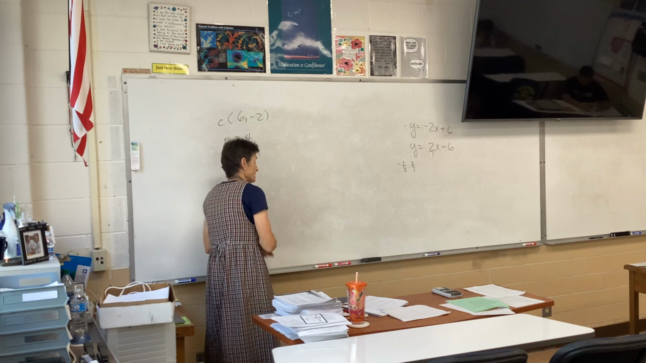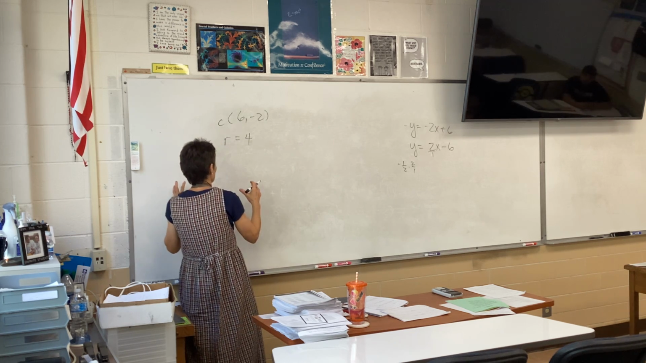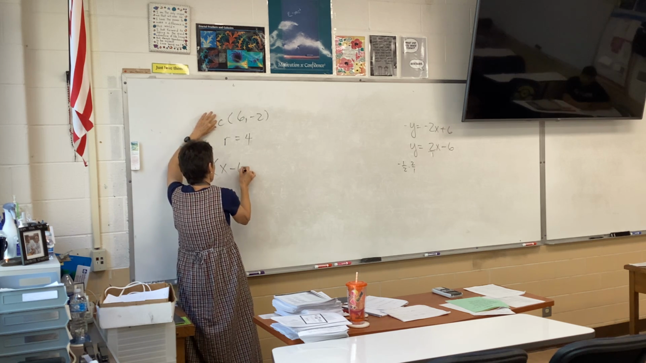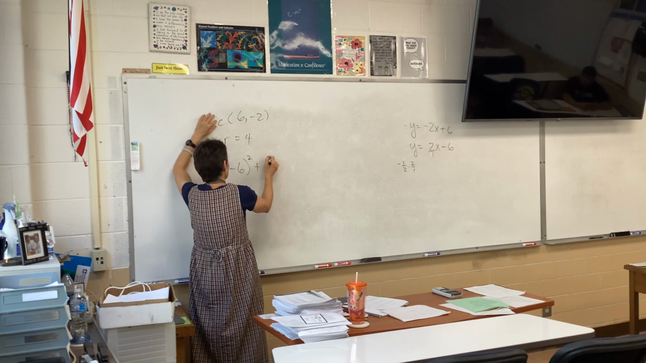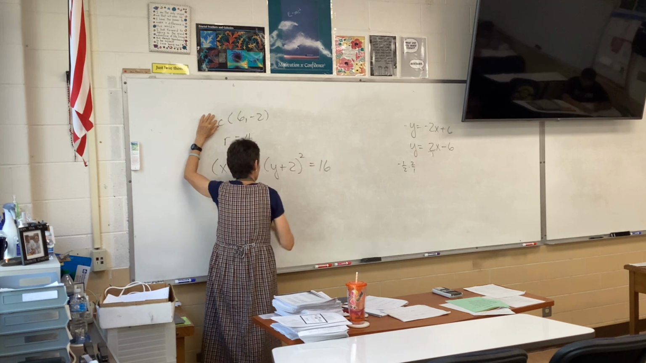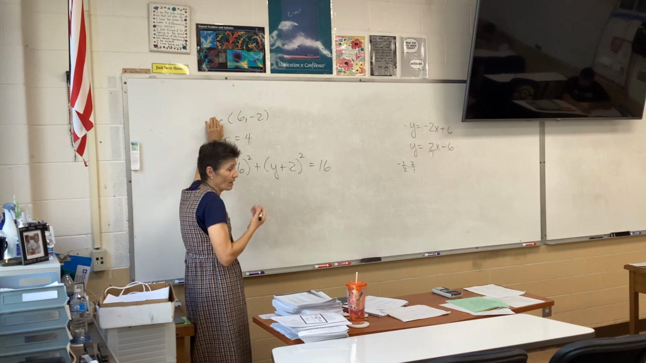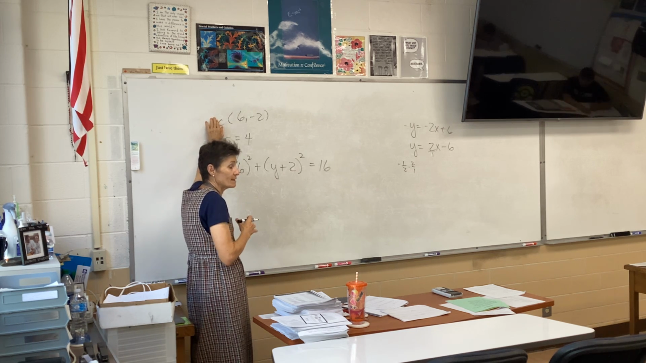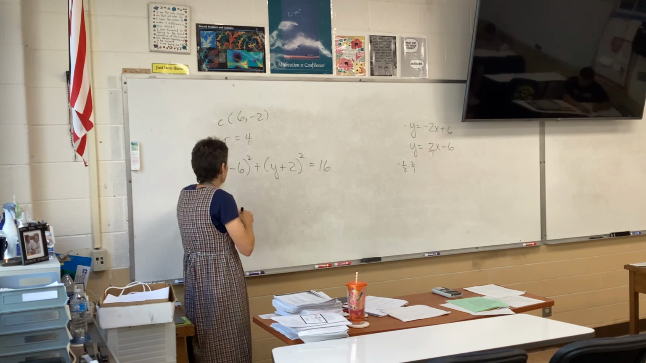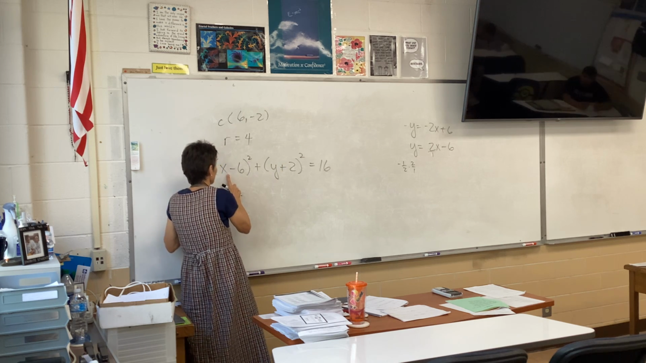Well, this is one of those very simple problems if you know what you're doing. The equation of the circle is x minus 6 squared plus y plus 2 squared equals 16. We did these back in, I don't know what section it was, but that's what the equation of a circle looks like. So how did I write this part? What did I do for this part?